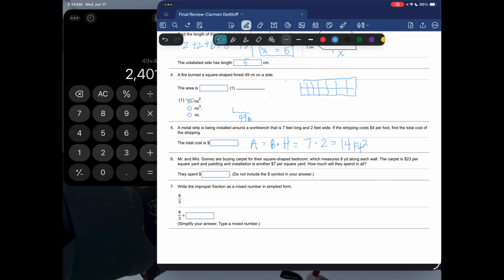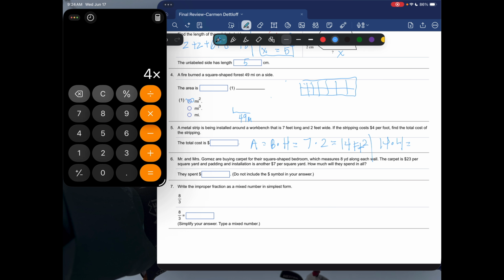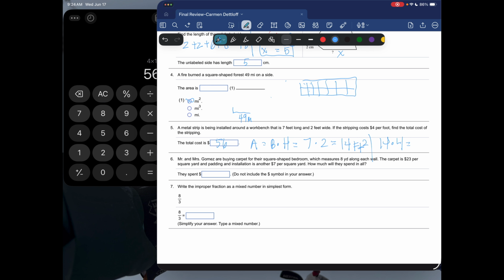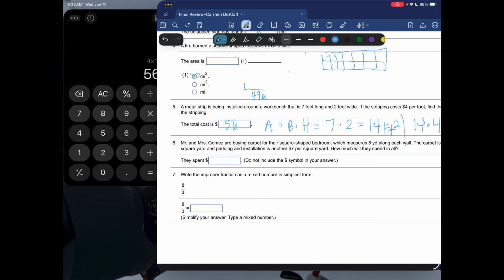So I'm going to multiply 14 times 4, and that's going to give me my total cost. So 14 times 4 is 56. So our total cost is $56. Same thing for number 6.